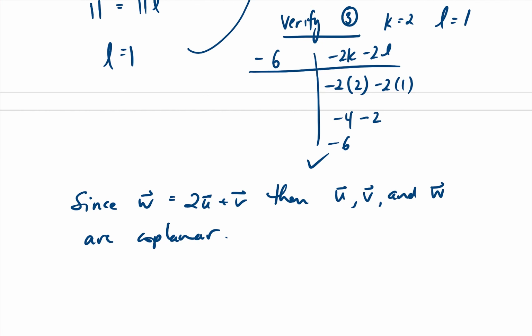And we're done. So again, we're trying to prove that three vectors lie in the same plane, that one of them isn't pointing out of the plane of the other two. And to do that, all we have to show is that if I combine two of the vectors, I can get the third vector. And that's what we've done here.